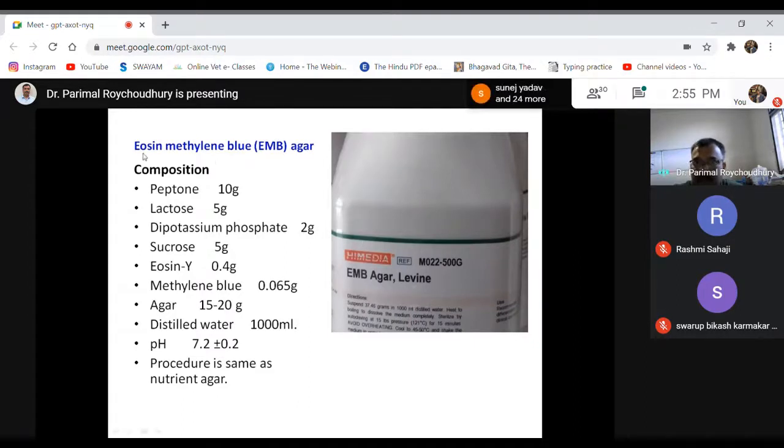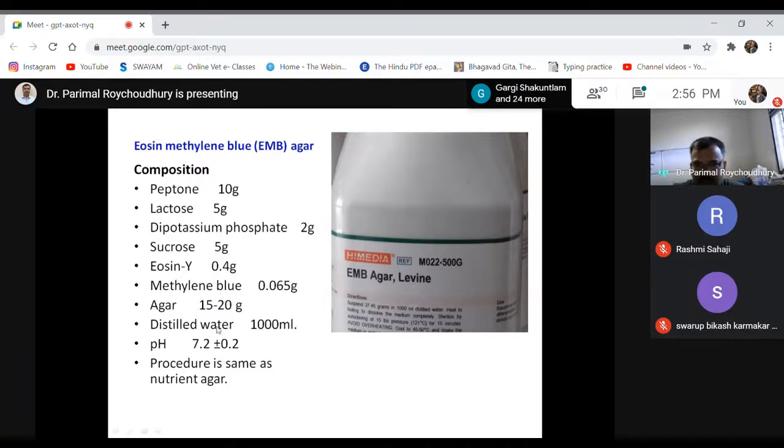Then another very frequently used laboratory media is called eosin methylene blue, having a very specific purpose. We use it for isolation of Escherichia coli bacteria. Eosin methylene blue: these are two dyes, eosin Y and methylene blue, mixed with the basal media.